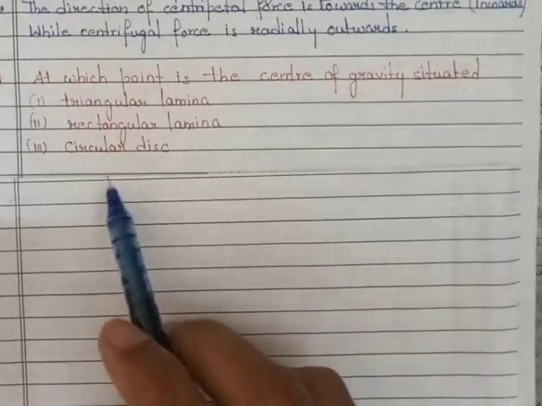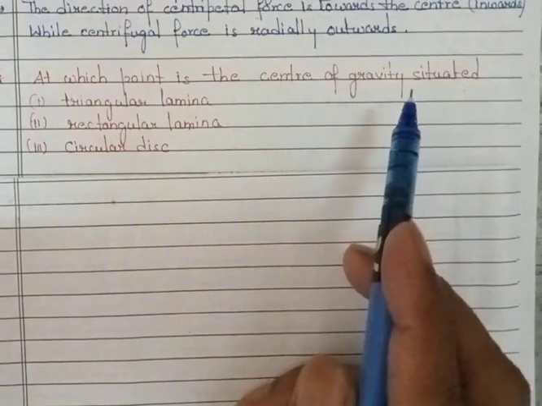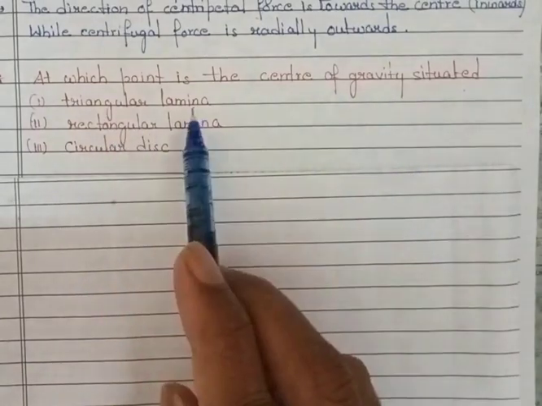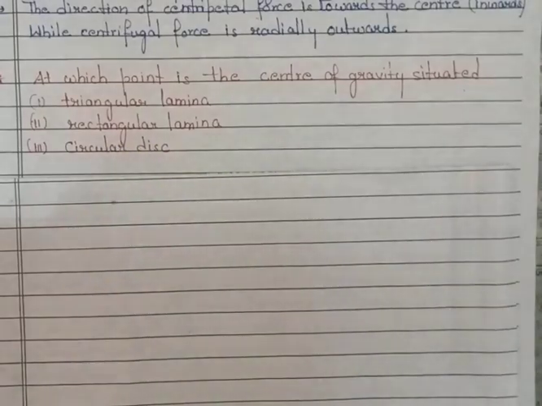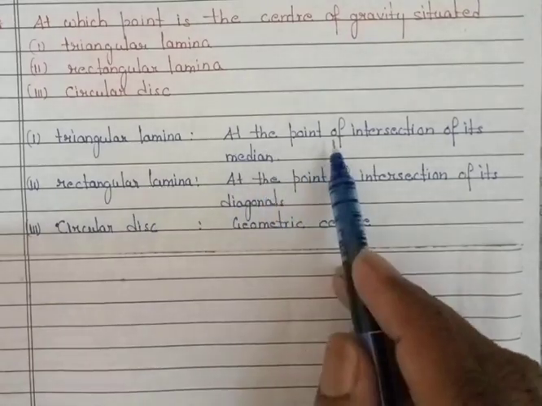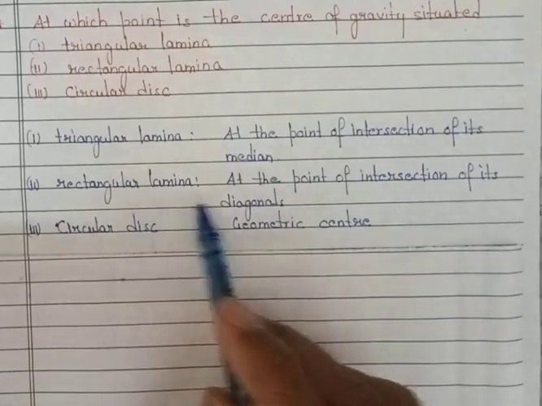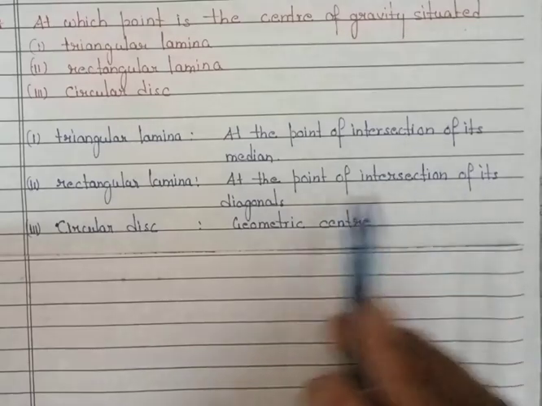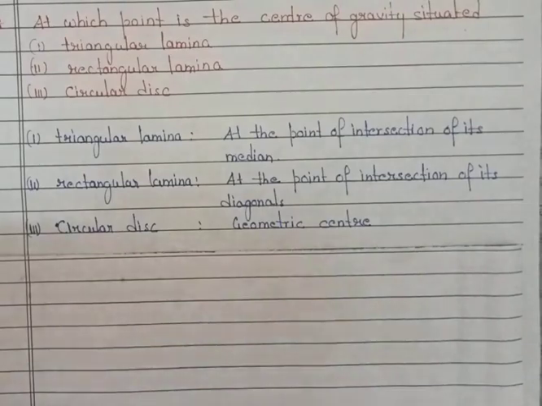Then we have the next question, at which point is the center of gravity situated for a triangular lamina, for a rectangular lamina, and for a circular disc? For a triangular lamina, at the point of intersection of its medians. For a rectangular lamina, at the point of intersection of its diagonals. For a circular disc, at the geometric center. So these were the few important questions from this chapter.